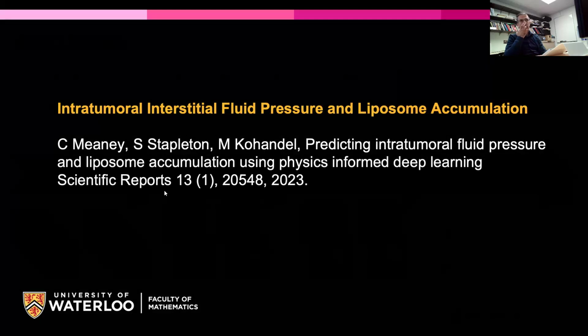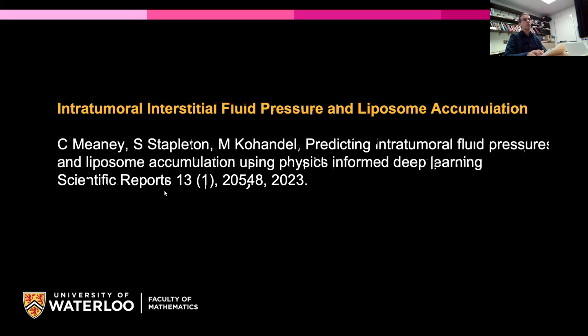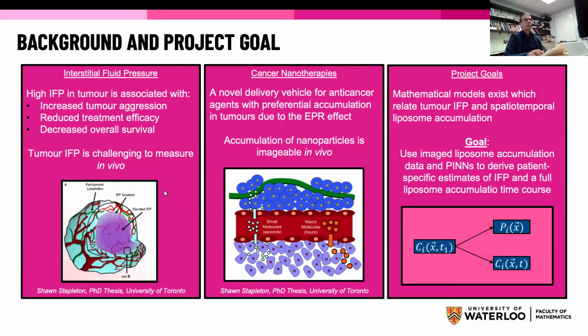The next project I wanted to present, as an example of how these neural networks can be useful when they are combined with mathematical models, is regarding the interstitial fluid pressure inside the tumor. This work was also led by my former PhD student Cameron. We know that the tumor microenvironment is characterized by 3 key factors: low oxygen or hypoxia, acidity, and high interstitial fluid pressure.